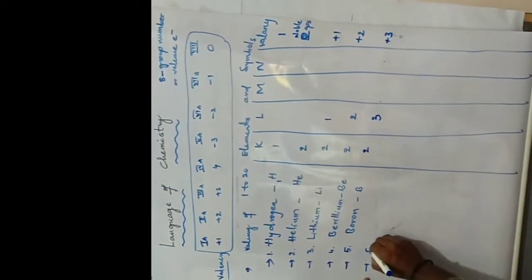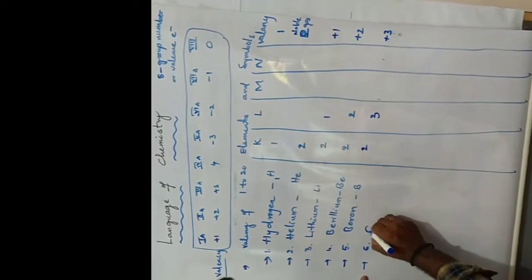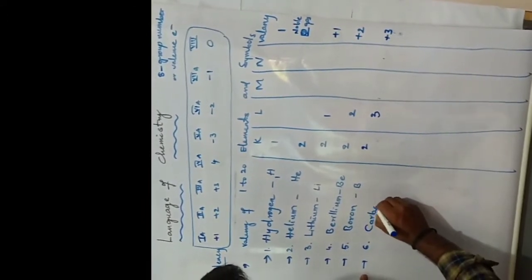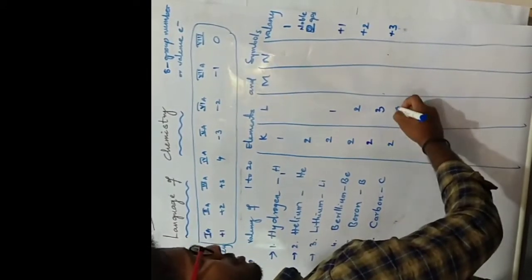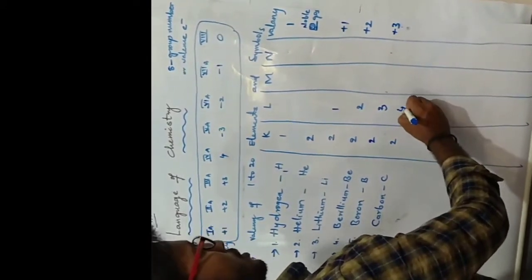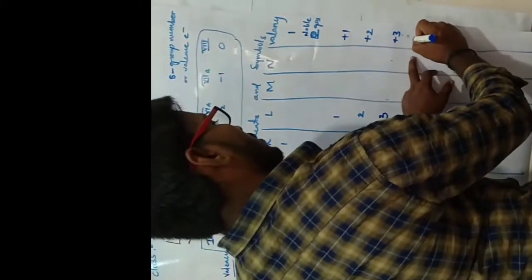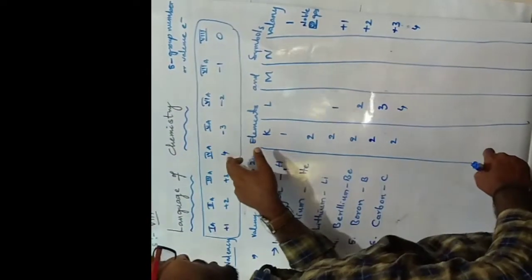And the sixth one, carbon. Atomic number 6 is carbon. Symbol of carbon is C. Electronic configuration 1s2, 2s2, 2p2. That means valency 4. So it is a fourth A group element.